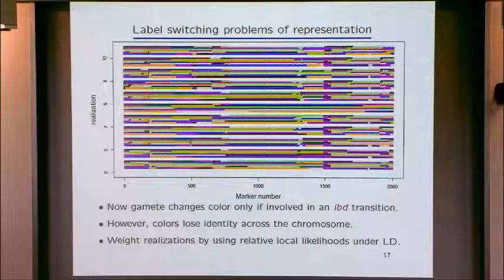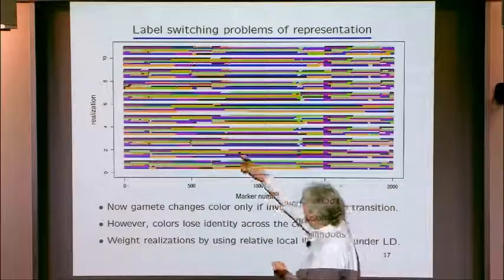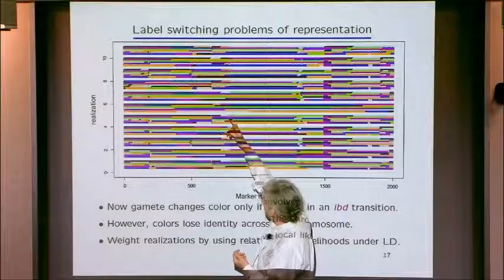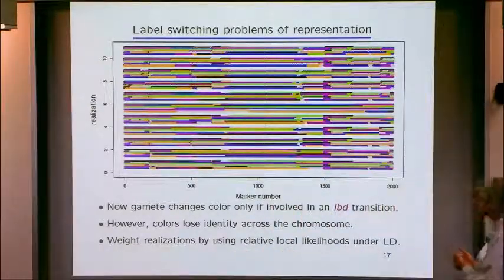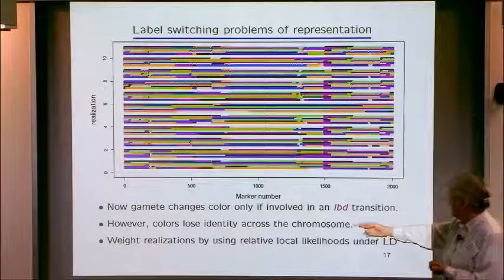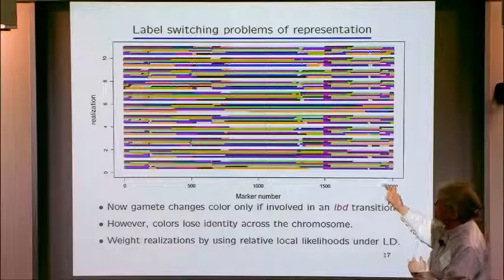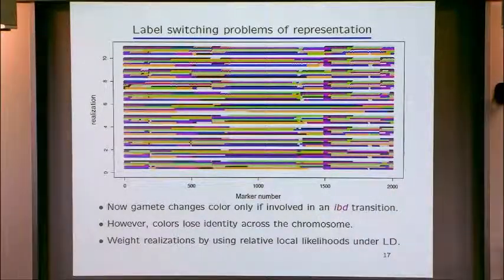There are other ways you can do it, with exactly the same results but a different representation of the labeling, where a gamete will only change color if he does actually change his IBD. But it's not clear that's really any easier, because colors now have no meaning across realizations and across chromosomes, because it'll depend on what happened in the previous history, which color is available, which table is available for the new gamete to sit at, right?